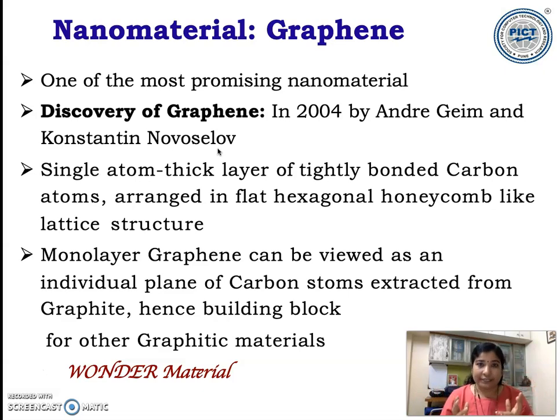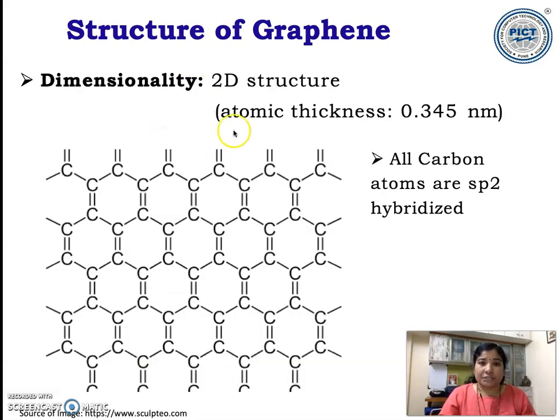We know what graphite is. If you imagine holding a single layer of graphite, then that single layer, which is a single atom thick layer of tightly bonded carbon atoms arranged in a flat hexagonal honeycomb-like structure, is nothing but graphene. As far as structure is concerned, it is a honeycomb-like structure. This is just a single layer of graphite, and all carbon atoms present here are sp2 hybridized.